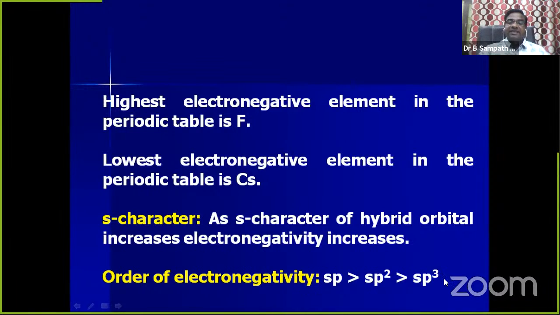So in which case is the s character more? In the sp hybridization, s character is more. So as the s character of hybrid orbitals increases, electronegativity increases. Means the sp hybrid atom attracts the shared electron pair towards itself more than the sp2 hybrid atom. And the sp2 hybrid atom attracts the shared pair of electrons towards itself more than the sp3 hybrid atom.